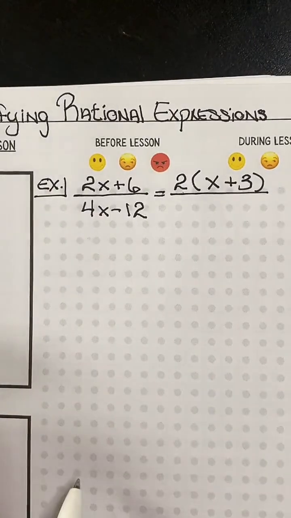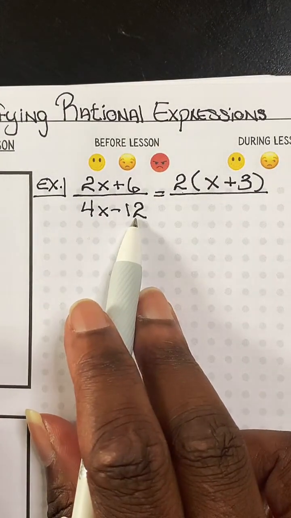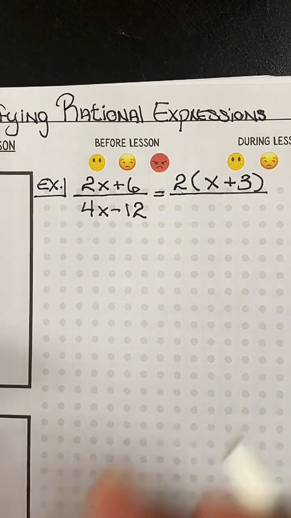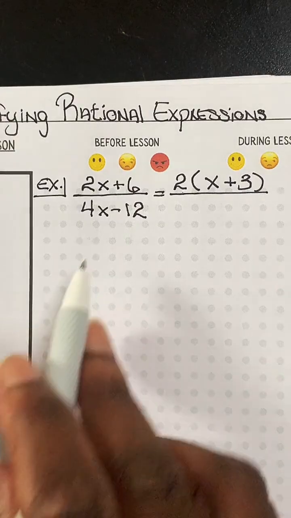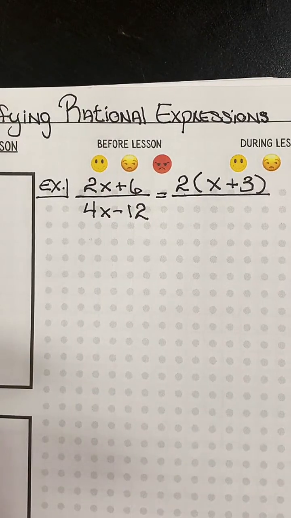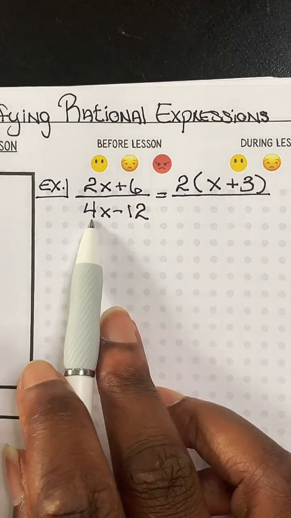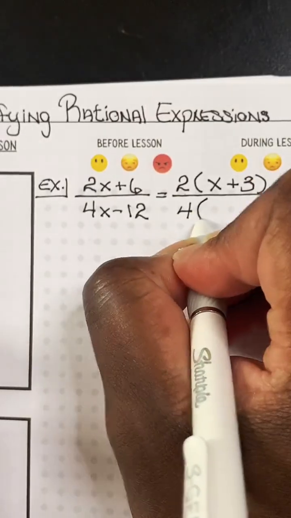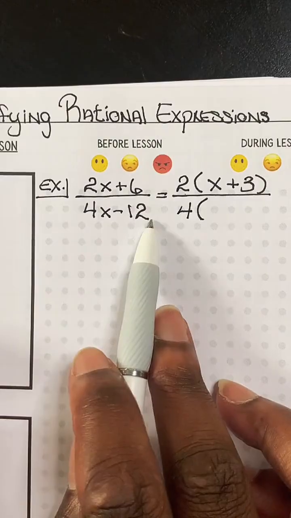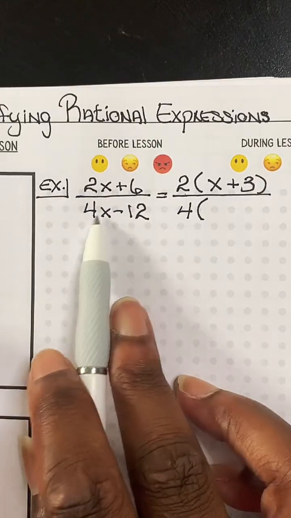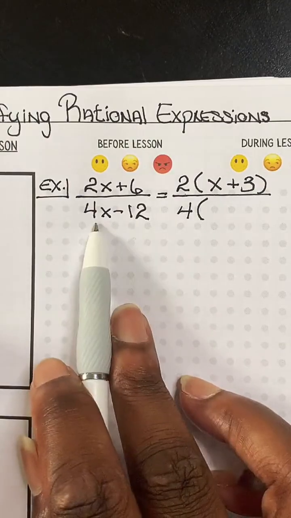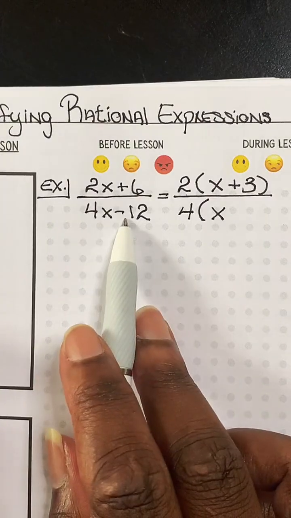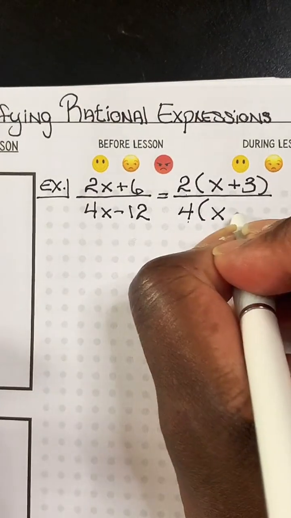Now, let's break down the denominator. 4 and 12, what do they have in common? Right away, a lot of people say 2. But there is a higher number. If you do 2, that means you're going to have to break down your parentheses yet again. What else do 4 and 12 have? That means we got a 4. So now we take our original 4x minus 12 and divide it by 4. So 4x divided by 4 gives me 1x, or just x. And then we have a negative 12 divided by 4, which gives me a negative 3.